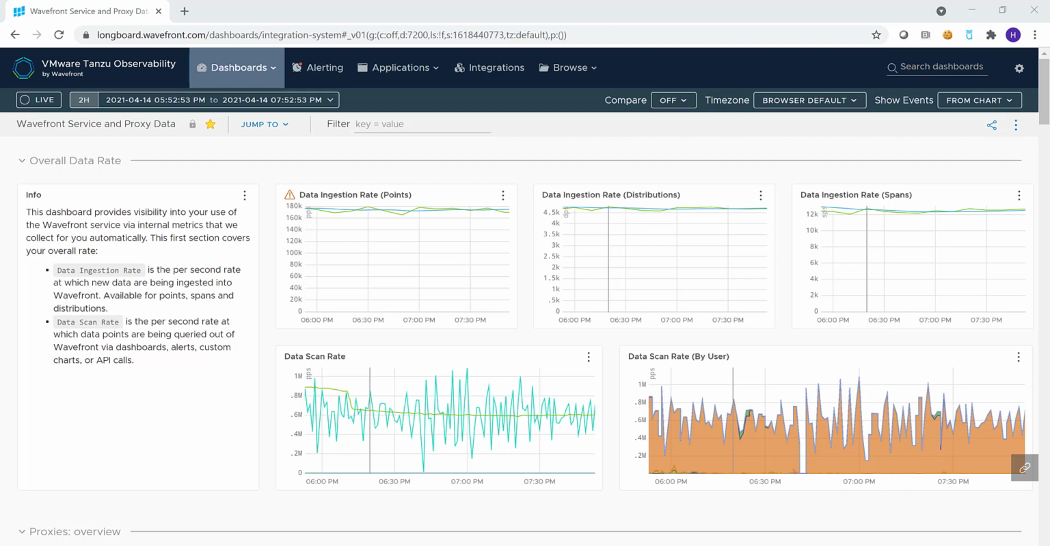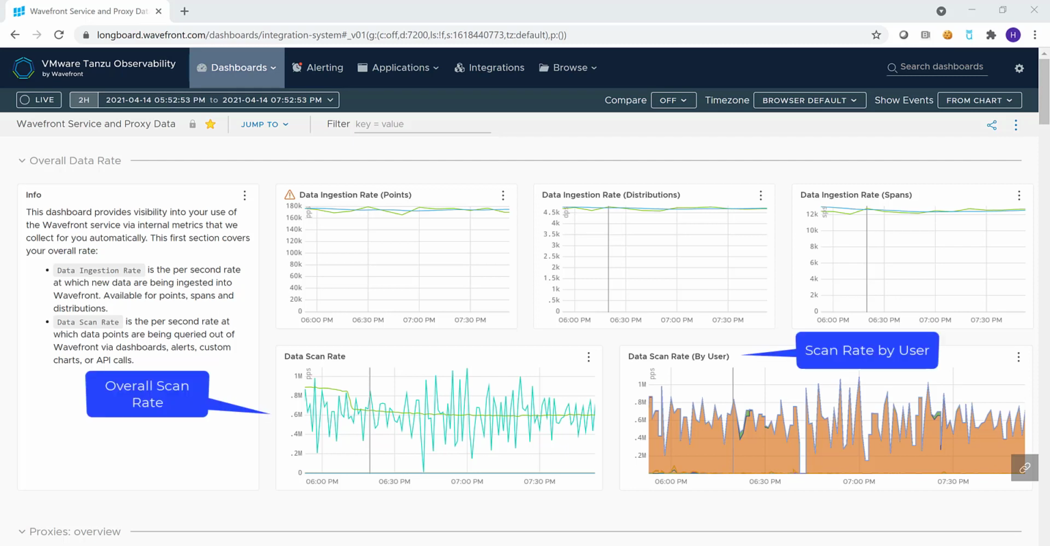The next two charts are related to your scan rate, or the rate at which the dashboards, charts, and alerts are pulling the data. The first one is the overall rate, and the next one is broken down by users.